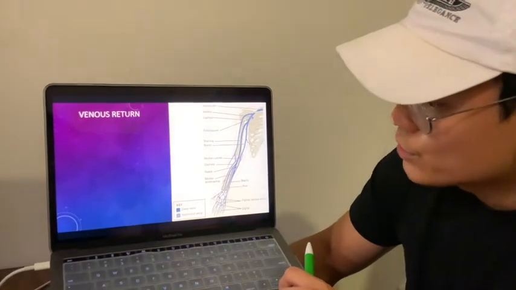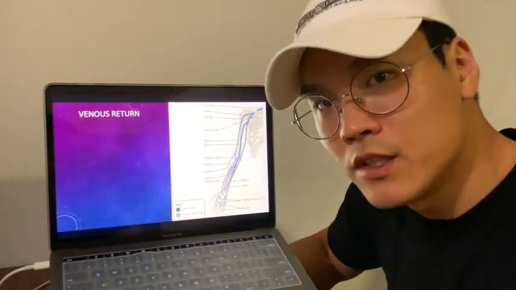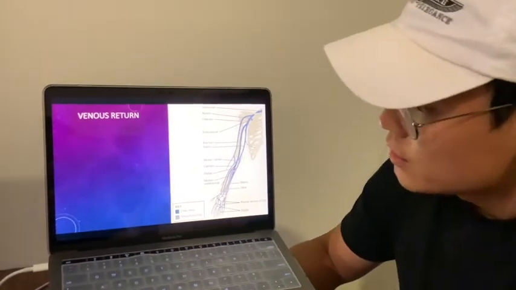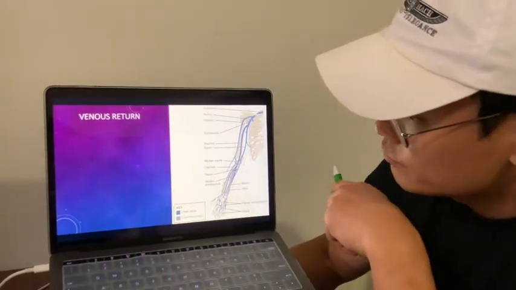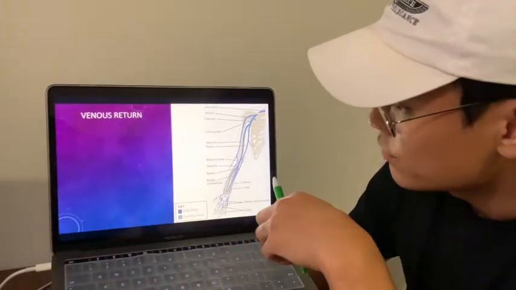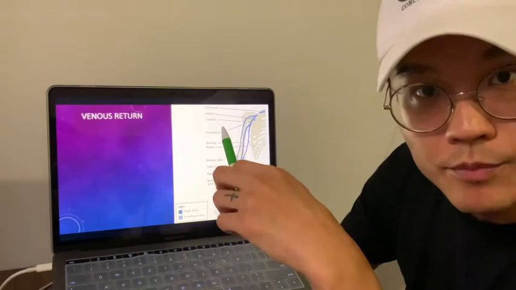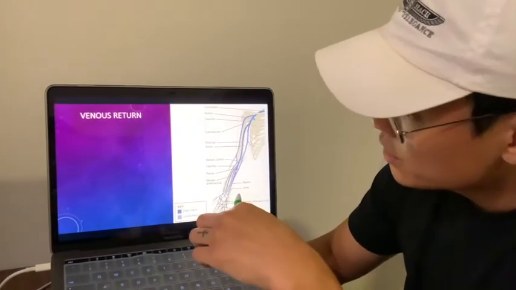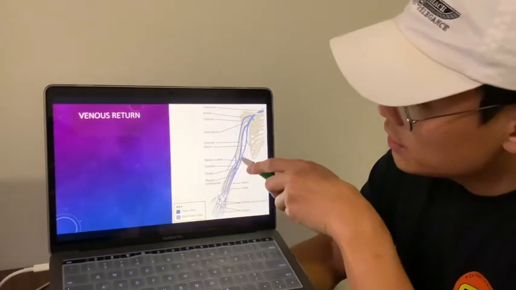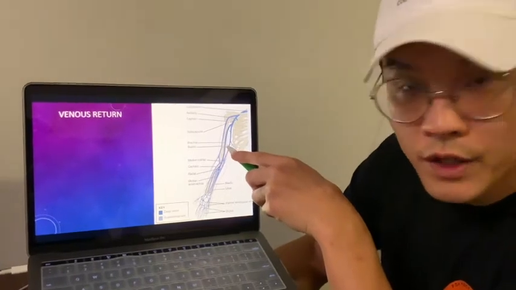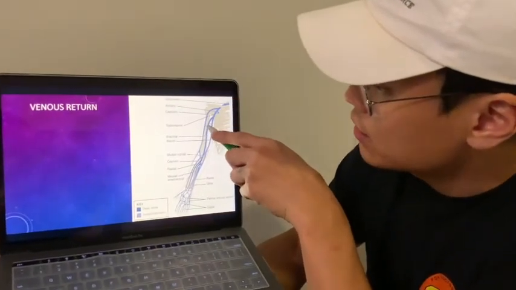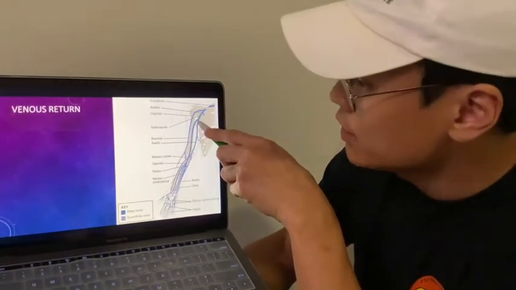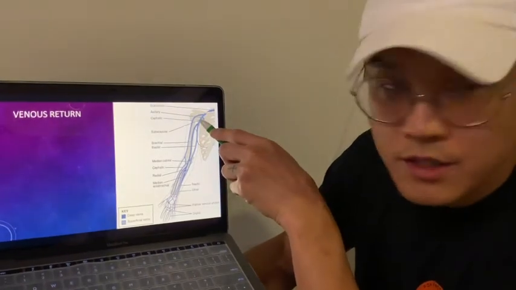Now for the venous return, we have 2 systems. We have the deep and the superficial system. The deep system is composed of the ulnar and radial veins. They will continue to move proximally and become the brachial vein, and the brachial vein will later continue to move proximally and drain into the axillary vein.